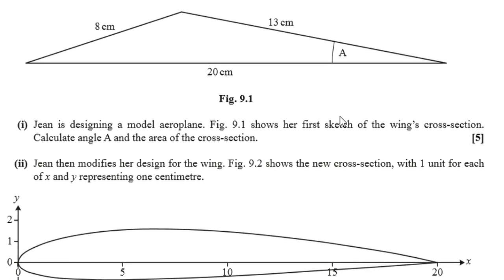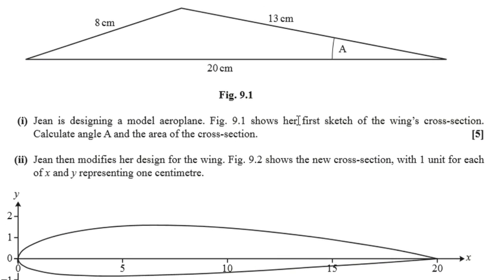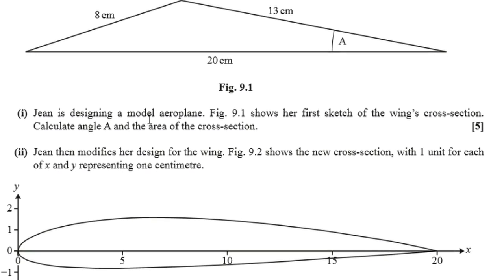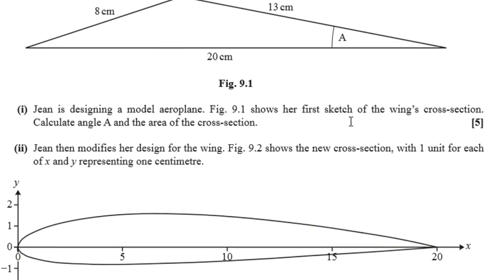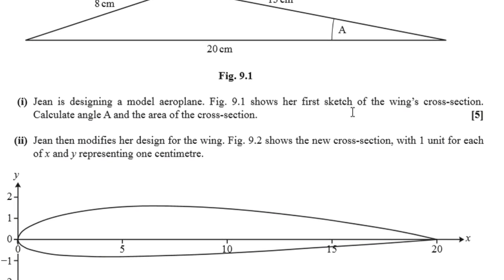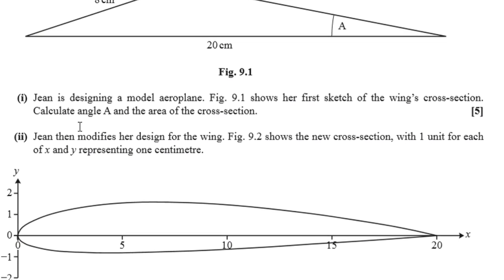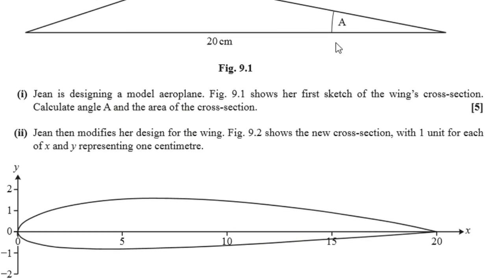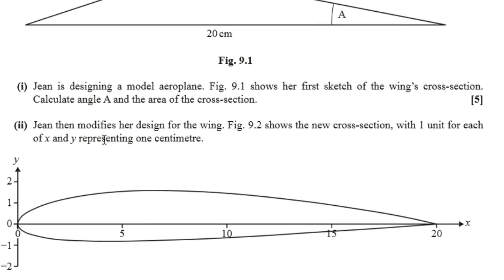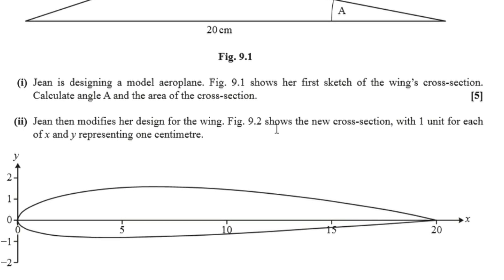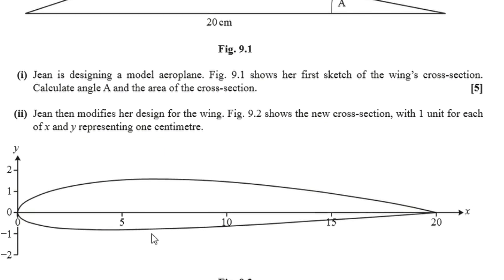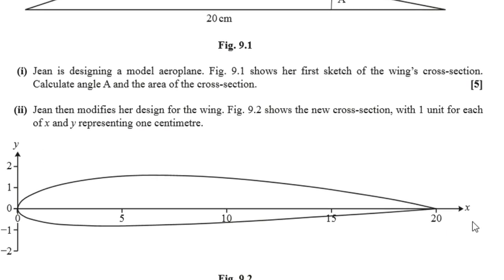So section B, question 9.1. Jean is designing a model aeroplane, and the figure shows her first sketch of the wing's cross section. Calculate angle A and the area of the cross section. Now, she modified her design for the wing into something as shown at the bottom, figure 9.2.